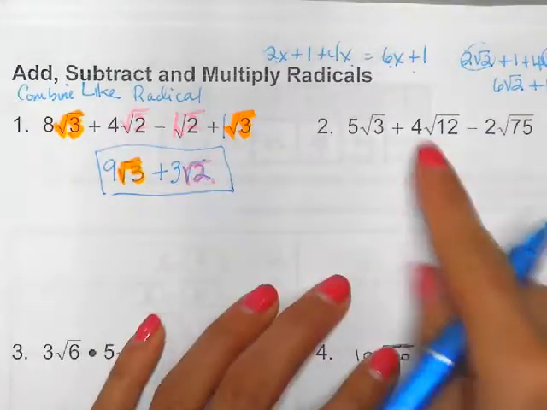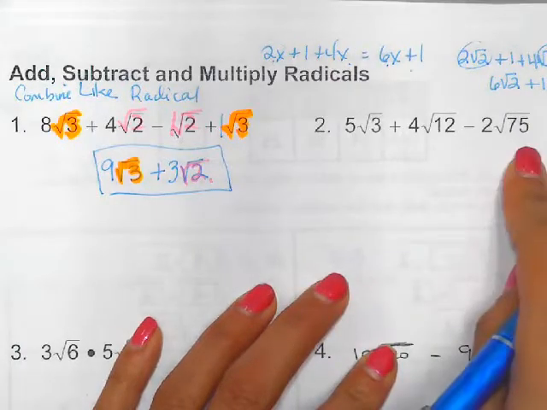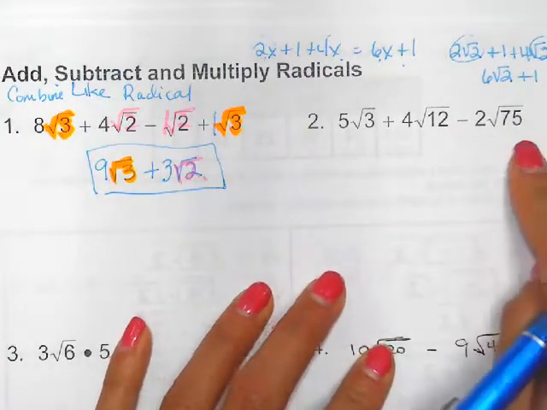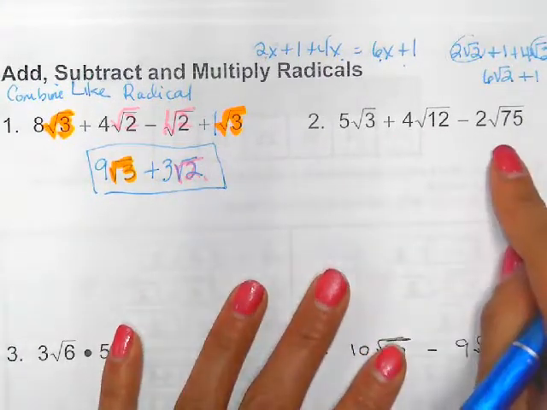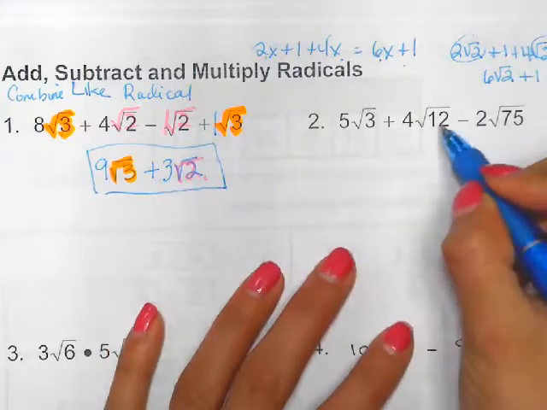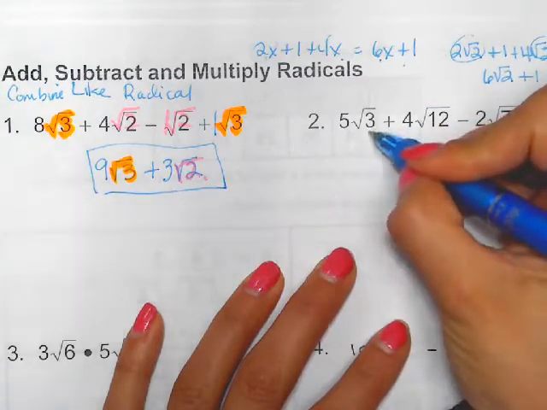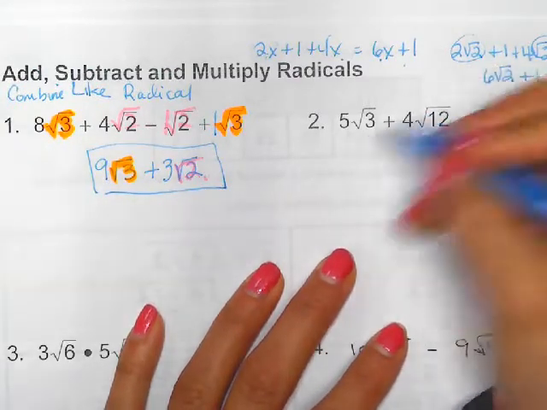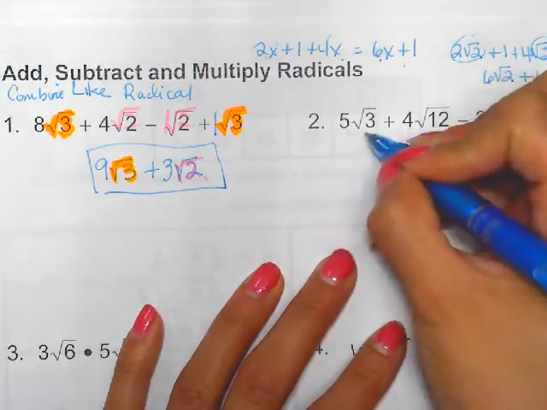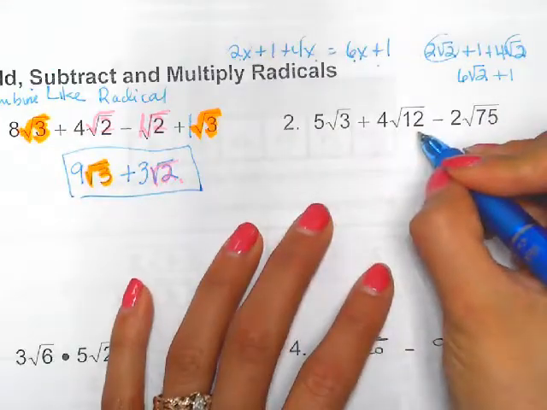On number 2, none of the radicals are the same, so none of them are like radicals. So I cannot combine them the way they are. So I'm going to simplify the radicals like we did in the front part of our notes. So 3 cannot be broken down into anything other than 1 and 3, so it's going to stay the way it is. So let's move on to the next one.